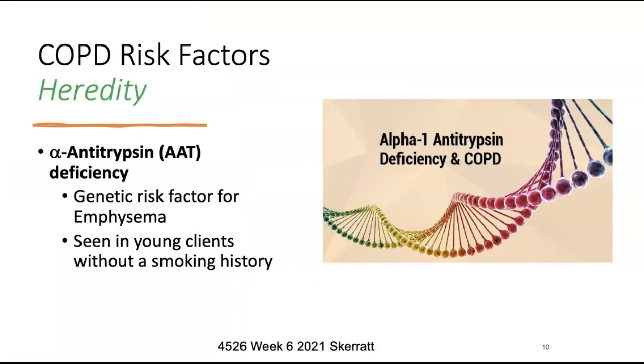Hereditary: alpha antitrypsin deficiency is seen in emphysema, so it's a genetic risk factor for emphysema. It is an inherited genetic disorder of chromosome 14. Lower levels of AAT result in insufficient inactivation and subsequent destruction of lung tissue. And it's seen in young clients without a smoking history. That's how it's first diagnosed, with young individuals with emphysema that do not smoke.